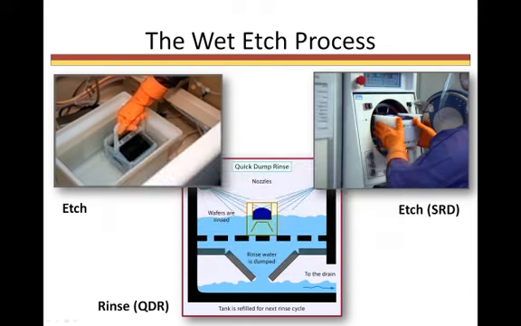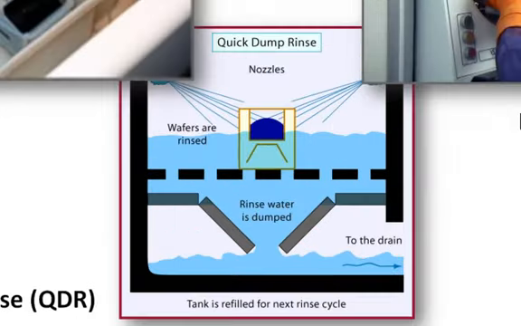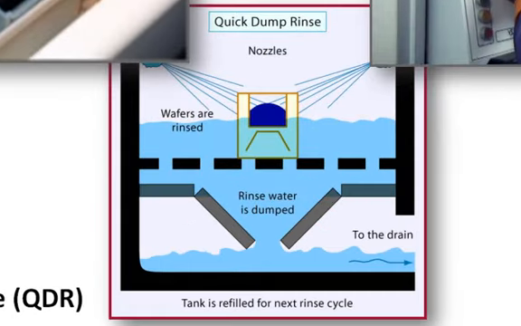Once the etch time expires, the wafer carrier is lifted out of the tank and transferred to another tank where it is rinsed with ultra-clean deionized water. This graphic shows a quick dump rinse, or QDR, in its rinse cycle. A QDR sprays the boat with deionized water while simultaneously filling the tank. The water is then dumped and the cycle repeats for several more rinse-dump cycles.